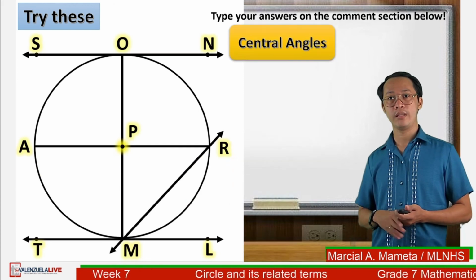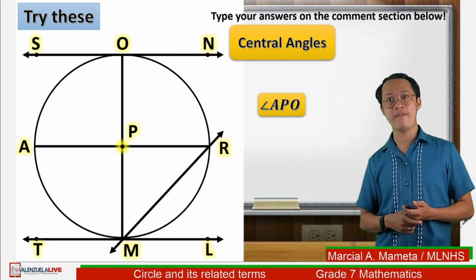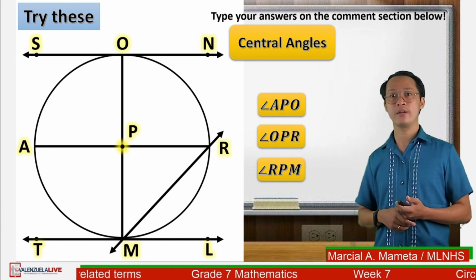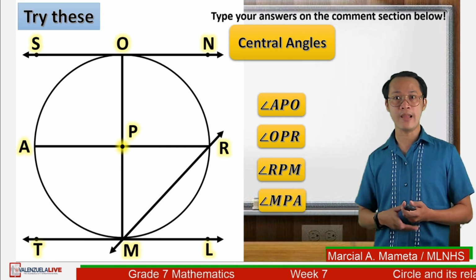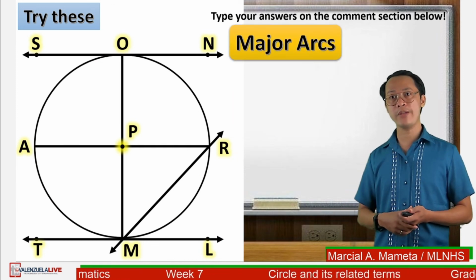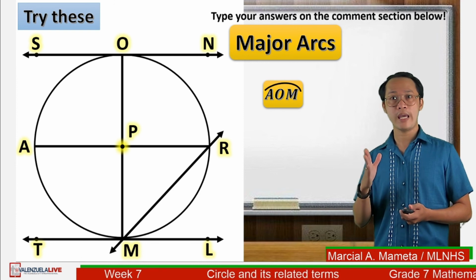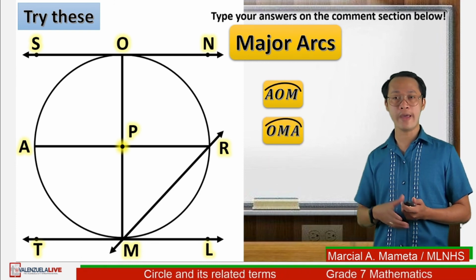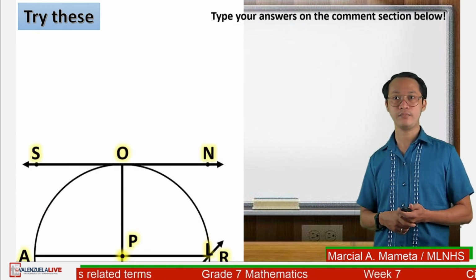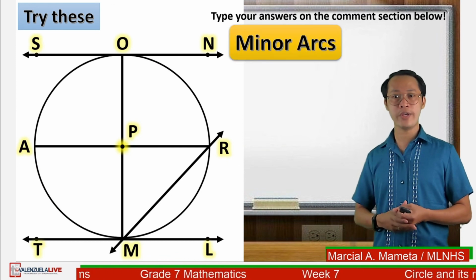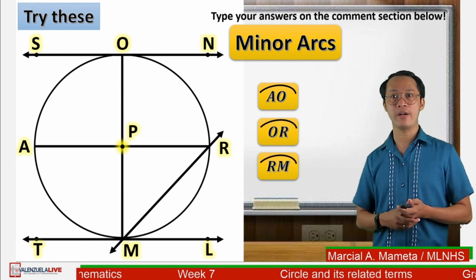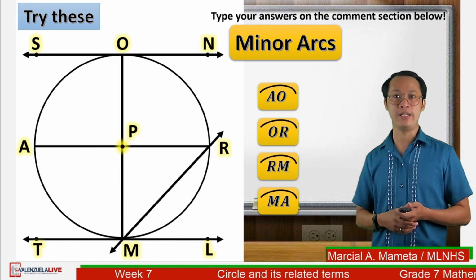The central angles. We have angle APO, angle OPR, angle RPM, angle MPA. Next are the major arcs. The major arcs are arc AOM, OMA, RAO, MAR. If we have major arcs, we have minor arcs: arc AO, OR, RM, MA.